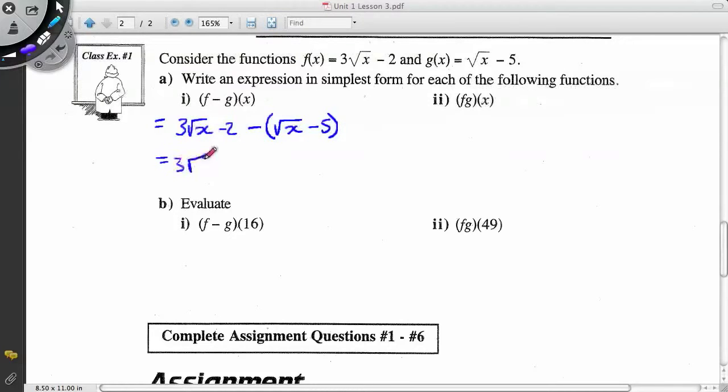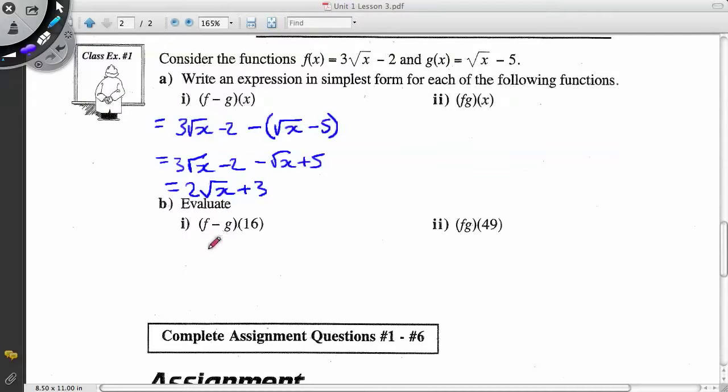Okay, 3 root x minus 2 minus root x plus 5. Let's simplify that now. We can see we have 3 root x minus root x is going to give us 2 root x, and negative 2 and positive 5 is plus 3.